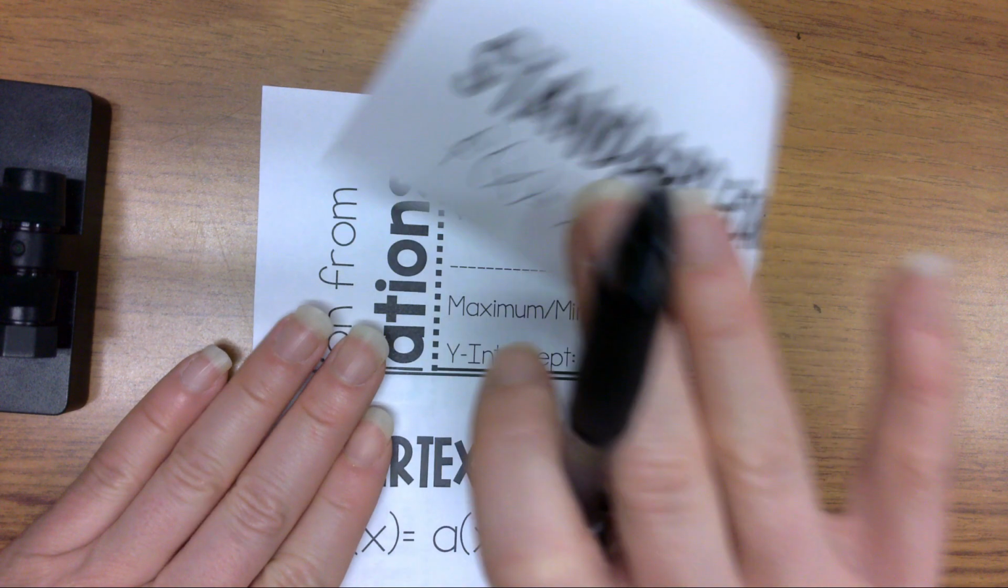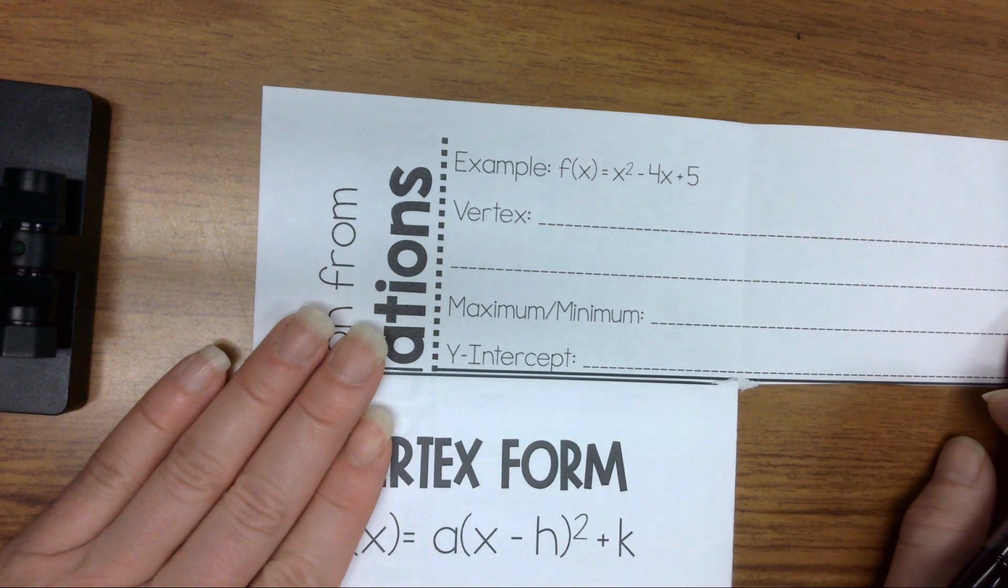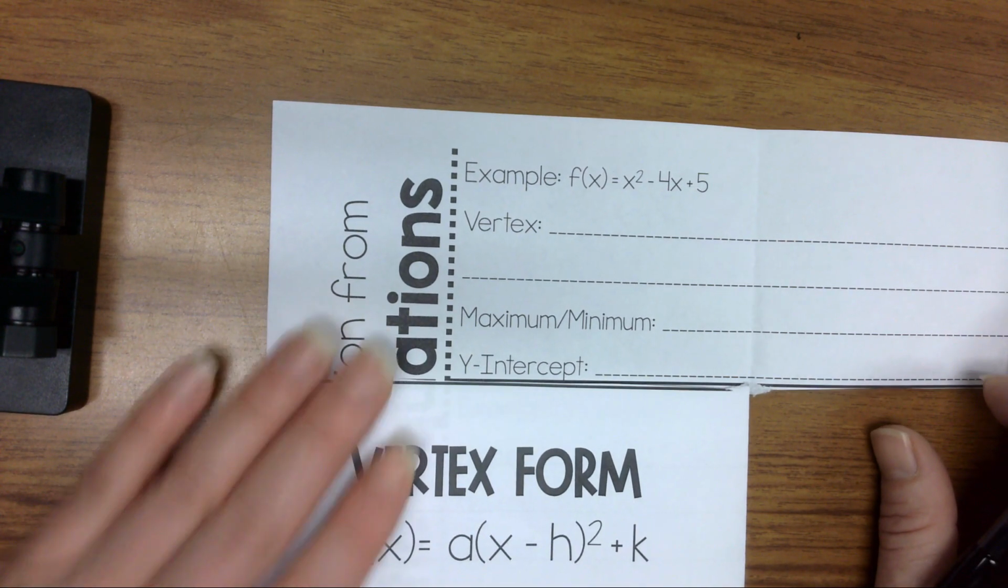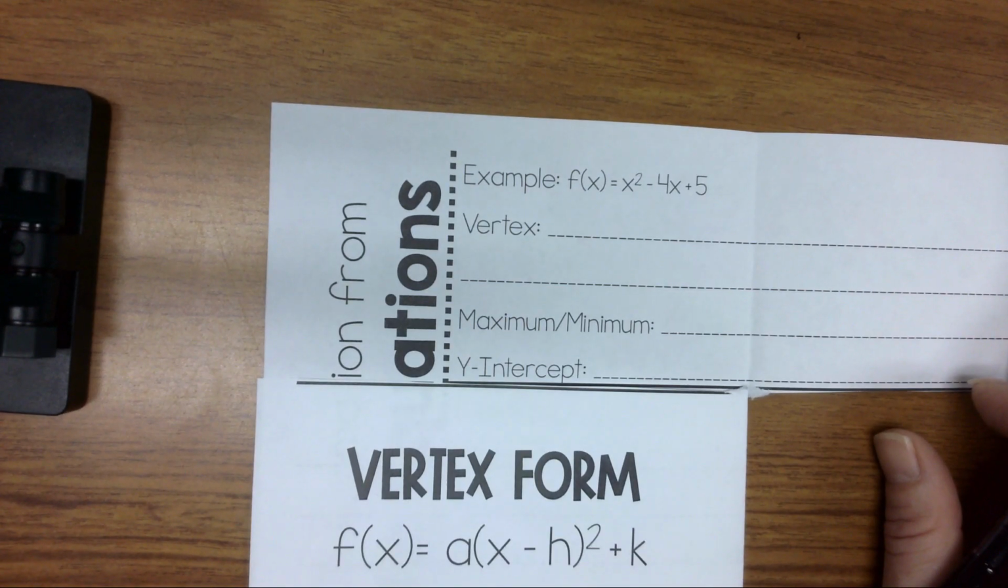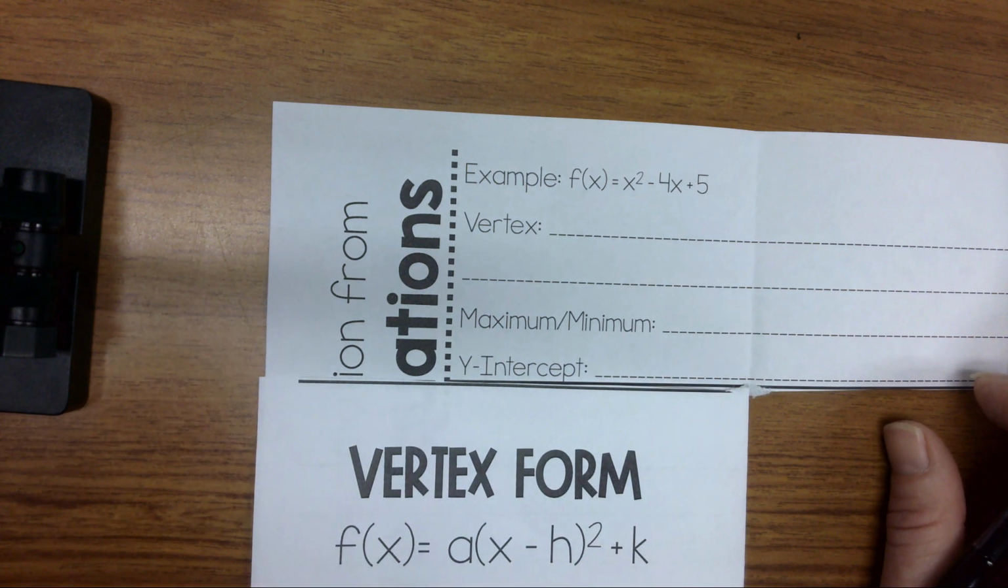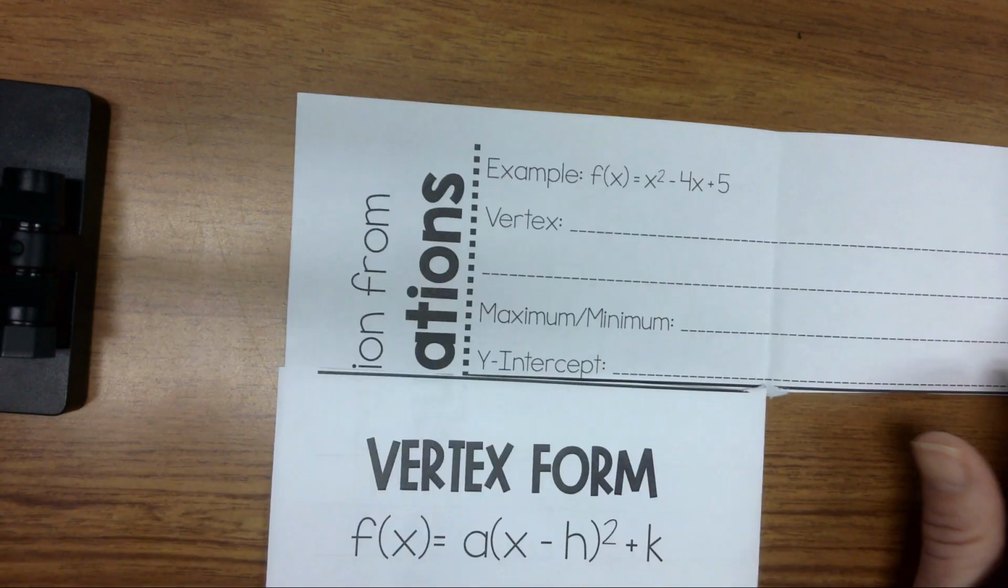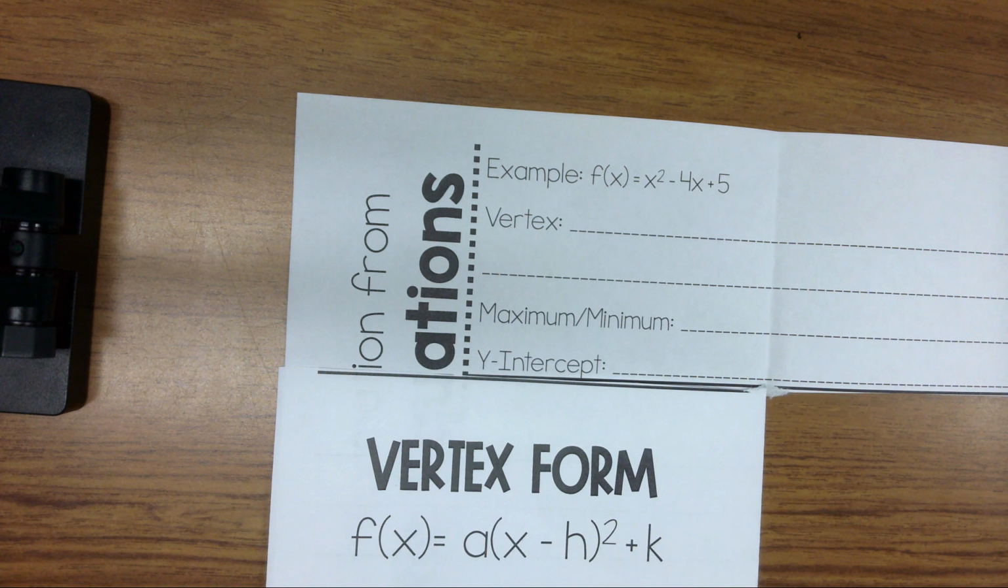Going to open this up. And in general, we're going to write the formula for the vertex. And that's the thing that, for me, I'm going to highlight, because then I'm going to know which is the general formula, and then the example is not.